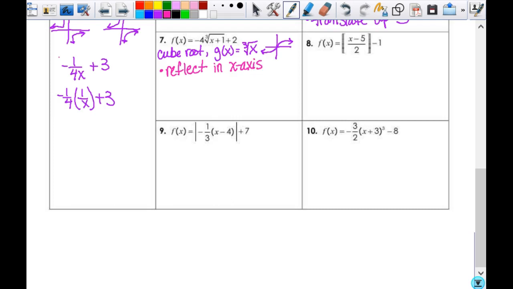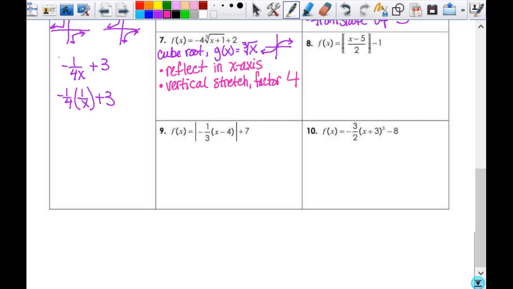Okay. So I'm reflecting in the x-axis. Then I look at the 4. Does that 4 affect me vertically or horizontally? Vertically. So this is going to be a vertical what? Stretch. Vertical stretch factor of 4. So I've got all my multiplication stuff taken care of.